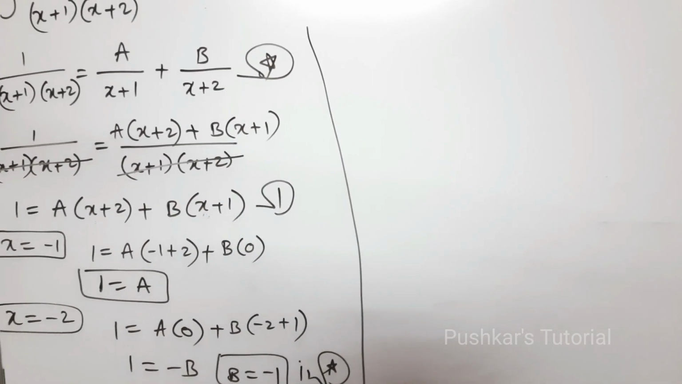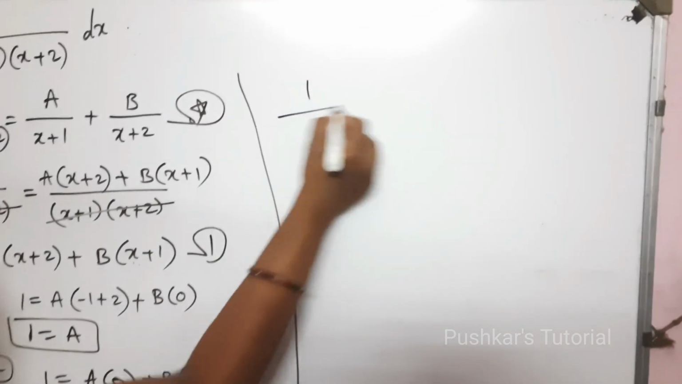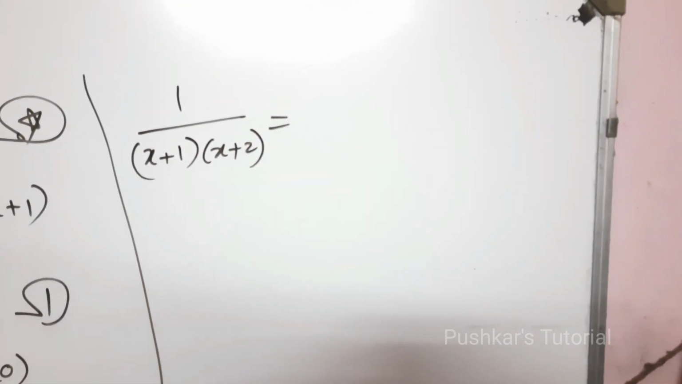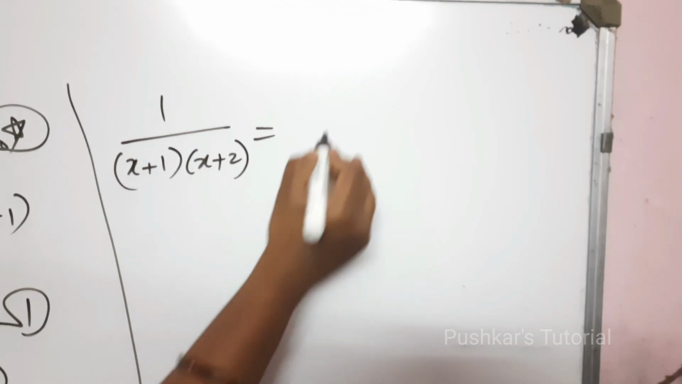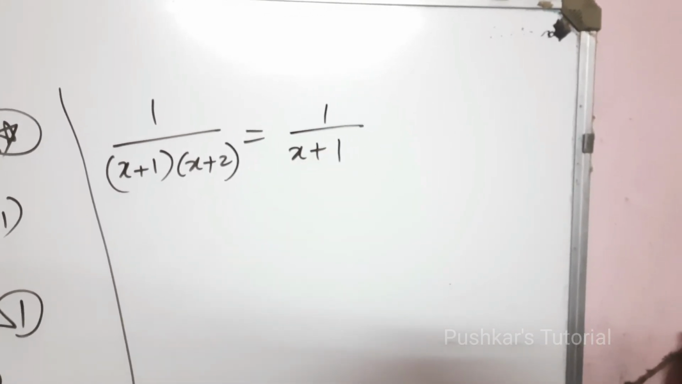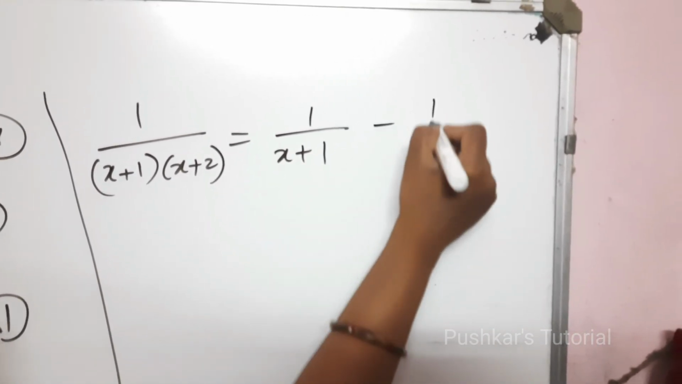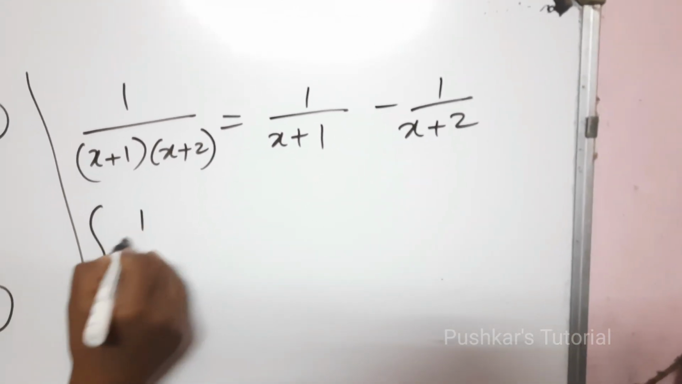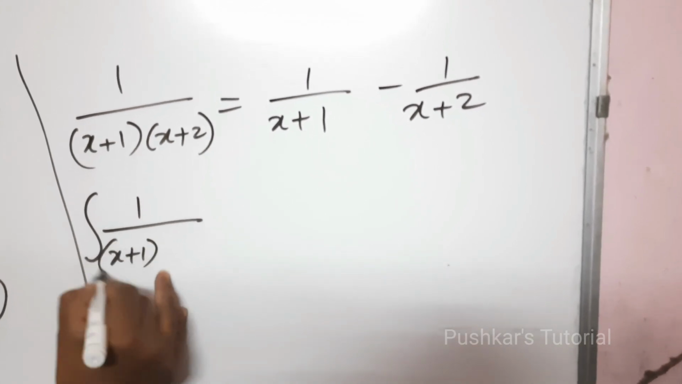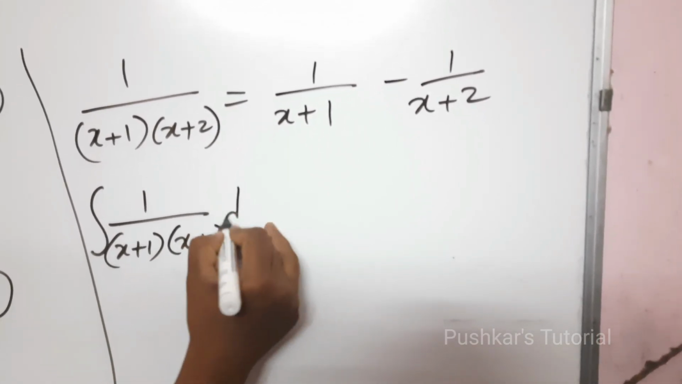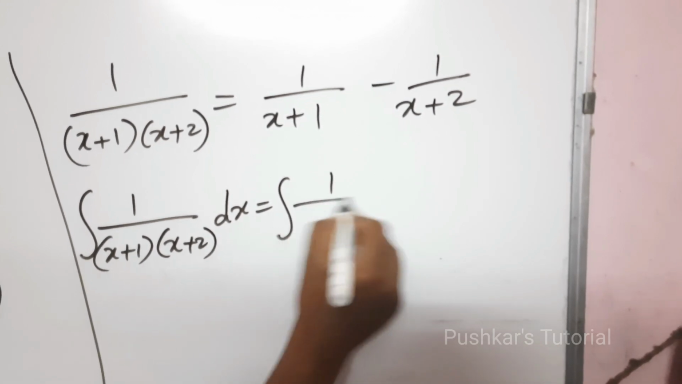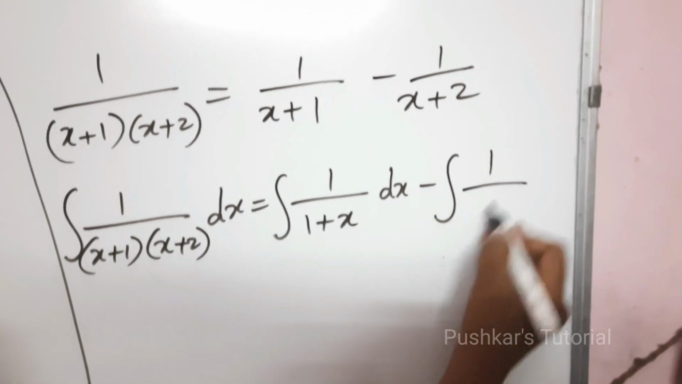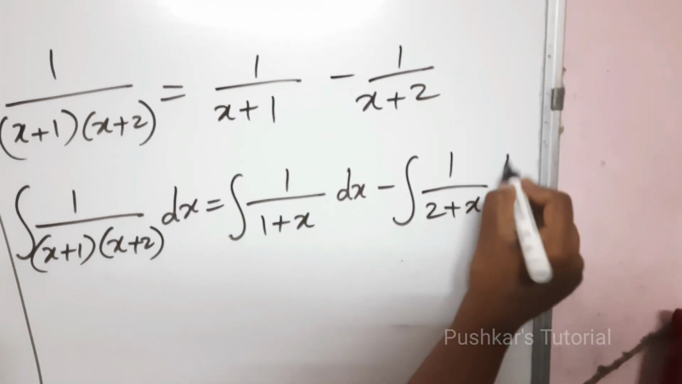So the star equation becomes 1 by x plus 1 into x plus 2 is equal to, the a value we got as 1, so it is 1 by x plus 1, and the b value we got as minus 1, so it is minus 1 by x plus 2. Now apply the integration on both sides. Integration of 1 by x plus 1 into x plus 2 dx is equal to integration of 1 by 1 plus x dx minus 1 by 2 plus x dx.